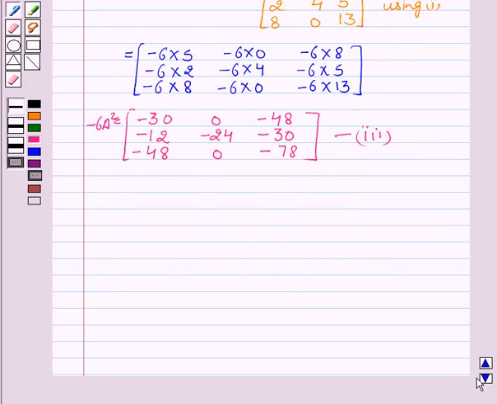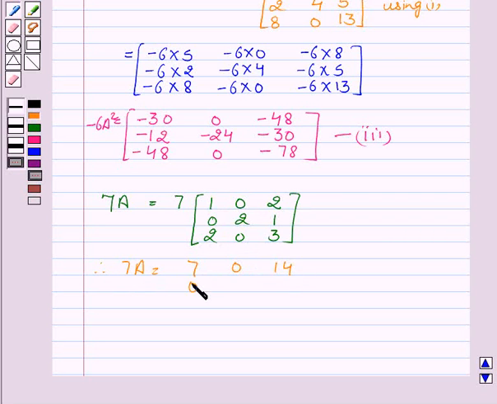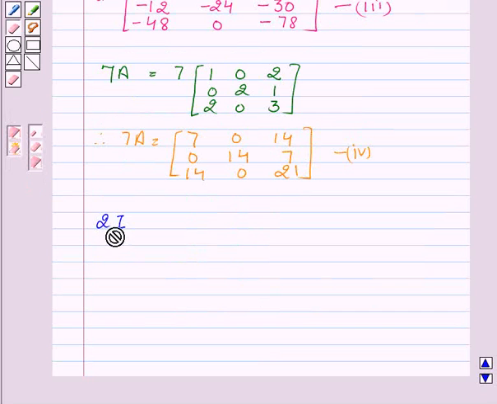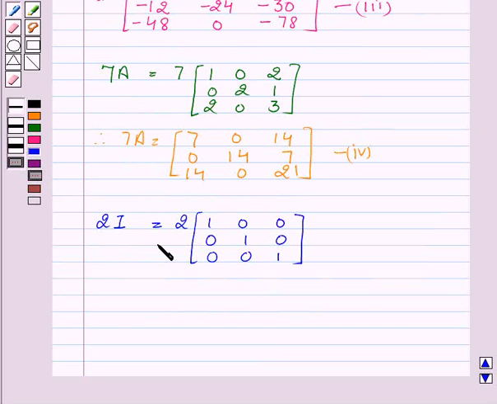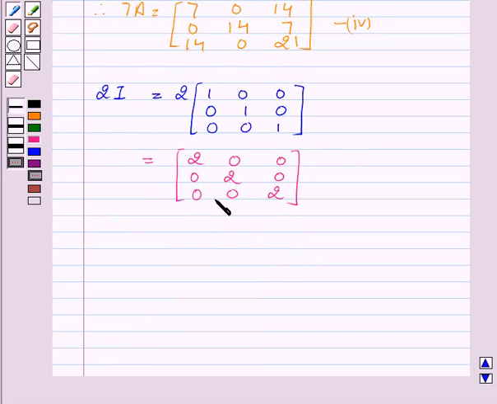Now we'll solve for 7A. 7A equal to 7 into matrix A, that is 1, 0, 2, 0, 2, 1, 2, 0, 3, therefore 7A equal to 7, 0, 14, 0, 14, 7, 14, 0, 21. This is our fourth equation. Now we'll solve the value of 2I, which is equal to 2 into identity matrix of third order, that is 1 0 0 0 1 0 0 0 1. 2 0 0 0 2 0 0 0 2 is the value of 2I. Now let's name it as our fifth equation.